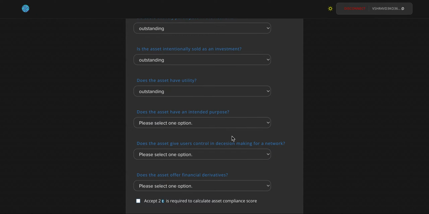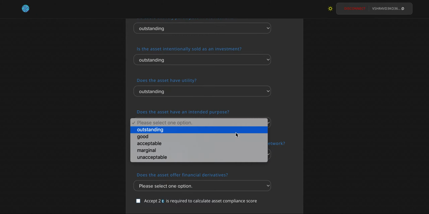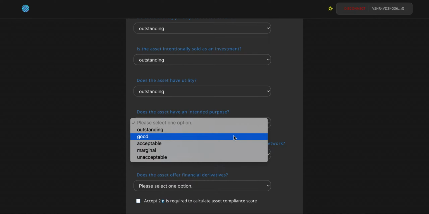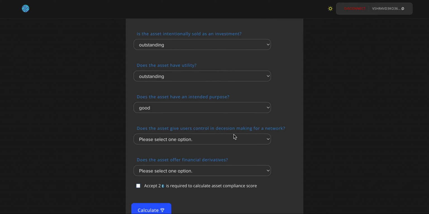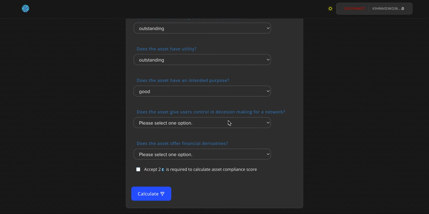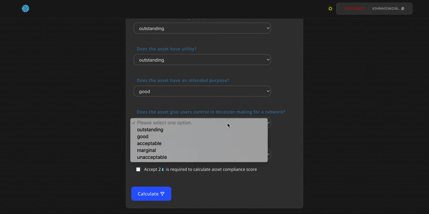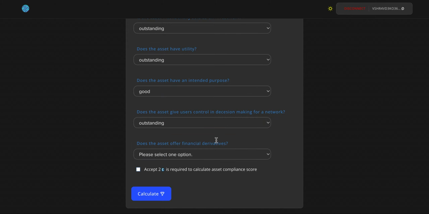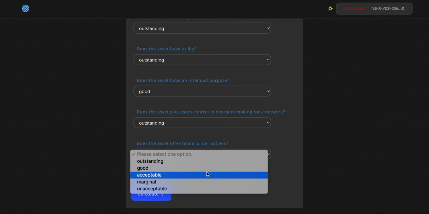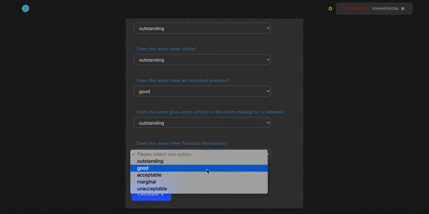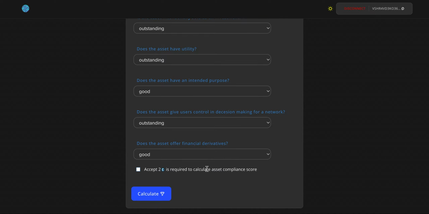Does the asset have an intended purpose? If it does, then it's less likely to be a security if the purpose is aside from any sort of financial investment. Does the asset give users control in decision making for a network? If yes, then it's less likely to be a security. Does the asset offer financial derivatives? If yes, it's more likely to be a security. If no, then it is less likely to be a security.